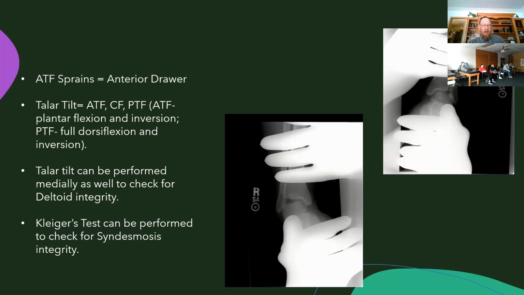for the deltoid. And then obviously we use Klager's for the syndesmosis, to check syndesmosis integrity. What's another test that we can also use? You guys remember the squeeze test? You guys remember seeing us do that? What did we do for the squeeze test?